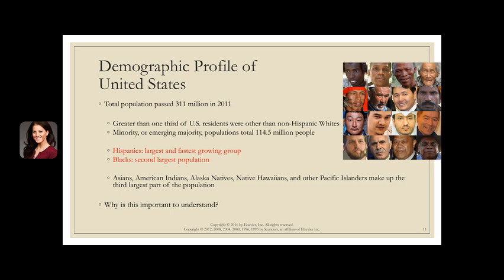But our population is ever growing and ever increasing. And I like to say this country is a melting pot. And with a melting pot comes different variations of diseases and disorders that we need to be aware of. Asians, American Indians, Alaska Natives, Native Hawaiians, and other Pacific Islanders make up the third largest part of our population. So think to yourself why you believe this information is important to understand as a provider, as a practitioner, as a nurse.